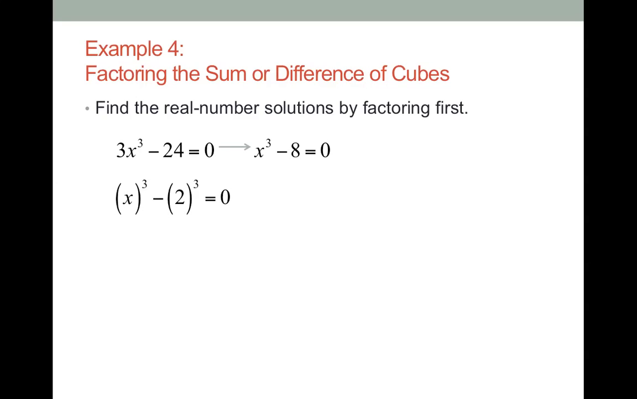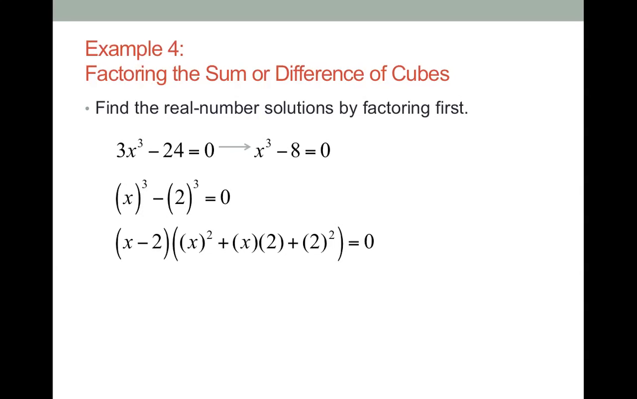The x cubed comes from a base of x being cubed. The 8 comes from a base of 2 being cubed. And so x is going to be my A, and 2 is going to be my B, and my pattern is going to work. So my first binomial factor is just simply going to be x minus 2.